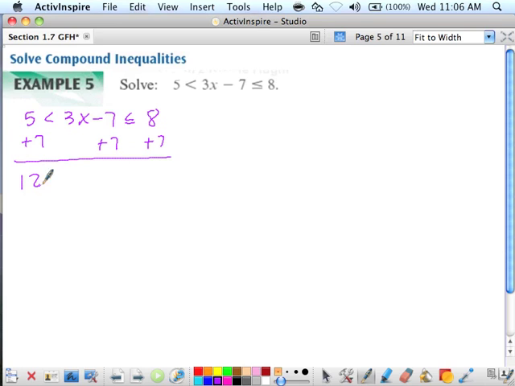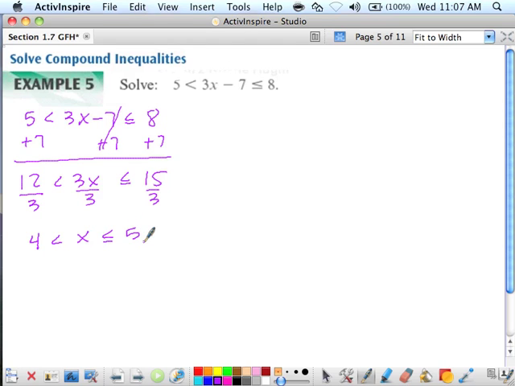That will give you 12 is less than 3x, which is less than or equal to 15. And then to finally finish isolating the x, you could divide all three sides by 3. So divide by 3, divide by 3, divide by 3. That gives us 4 is less than x, which is less than or equal to 5.